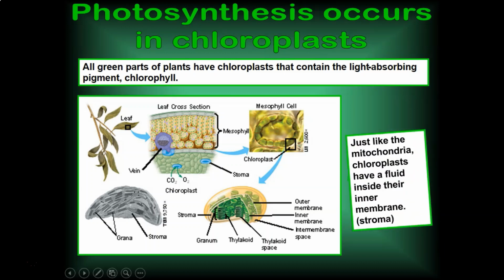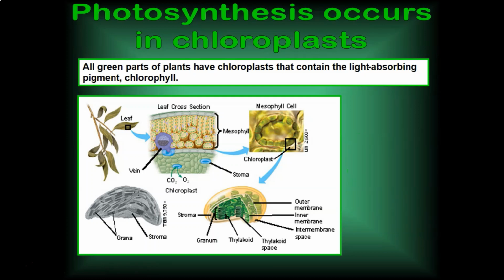And just like mitochondria, chloroplasts have a fluid inside their inner membrane. So here you can see you actually have three major membranes, which we'll talk about, but what we're talking about right now is not outside or inside of this one, but inside of this one. Okay, so you have this outer membrane and an inner membrane. So inside of this second membrane right here, you have a lot of fluid, and that's called stroma, and that's where sugars are going to be made.